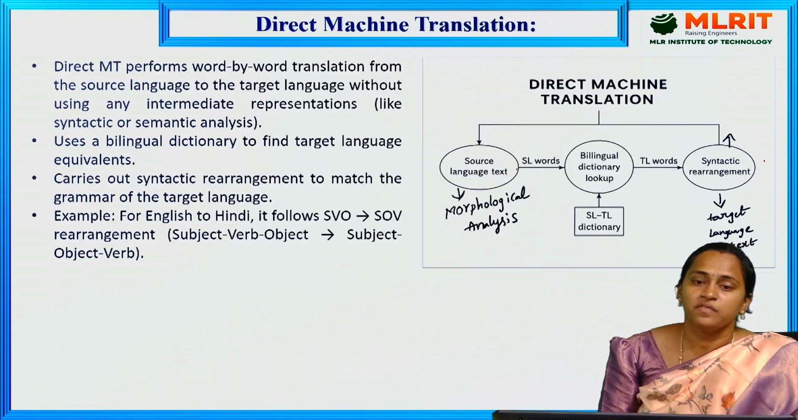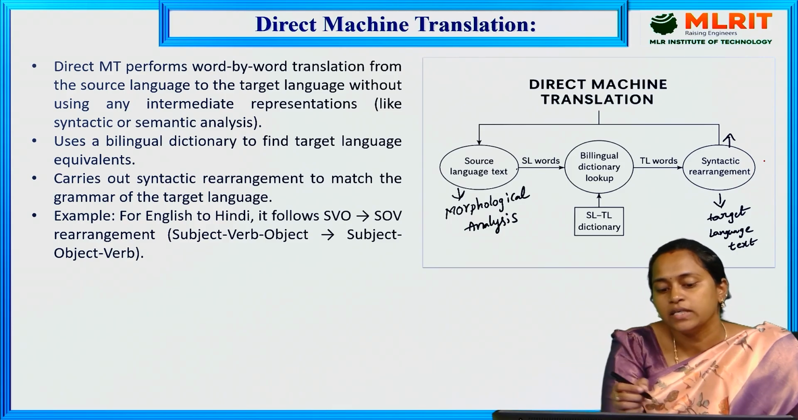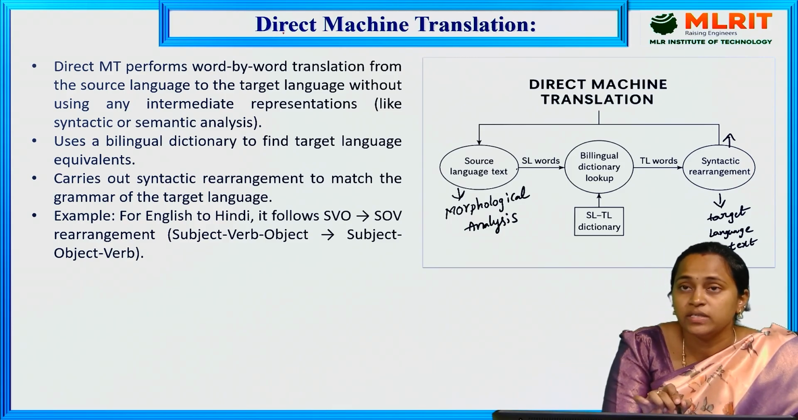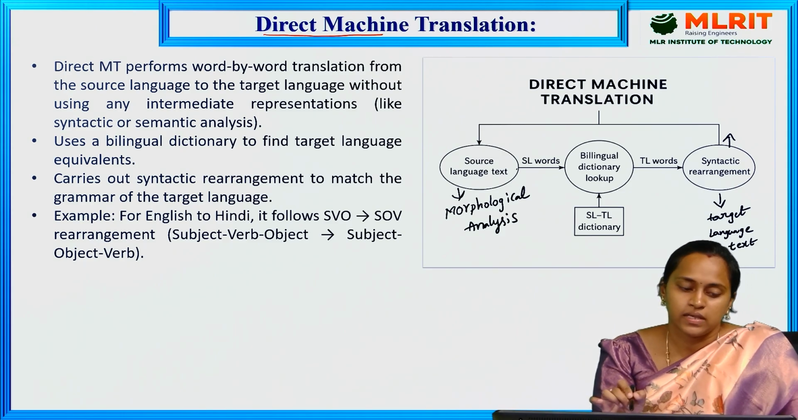So coming to the first one, direct machine translation. In the name itself, it is a direct machine translation. There is no indirect method. Here we are using only direct machine translation, meaning source language to target language. Easily you can translate, right?